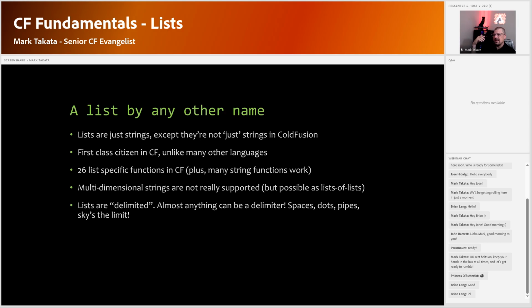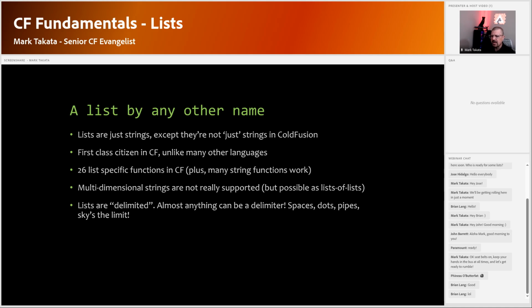Anyway, so what's a list, right? Like what is a list? So at their very core, lists are strings. Okay. In ColdFusion, though, they're not just strings. They're strings plus, and I'll talk about that in a little bit. But it's important to understand that in ColdFusion, lists are considered first-class citizens. What does that mean? What does first-class citizen mean? Well, it means that there are functions that are built into ColdFusion that specifically treat lists as data structures.